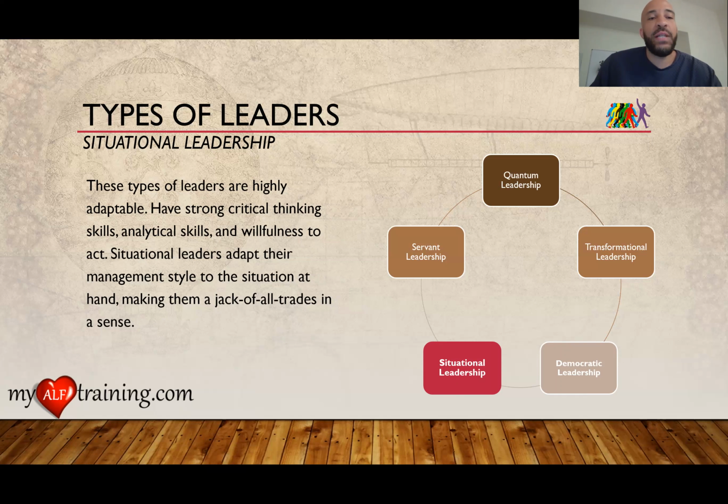Now, our last type of leader of the five is situational leadership. These types of leaders are highly adaptable. They have strong critical thinking skills, analytical skills, very smart, and always willing to help. They have a strong willfulness to act. Situational leaders adapt their management style to the situation, and this makes them a jack of all trades. They can do just about anything you ask. They're highly adaptable. They never seem to get stressed out by continued change.